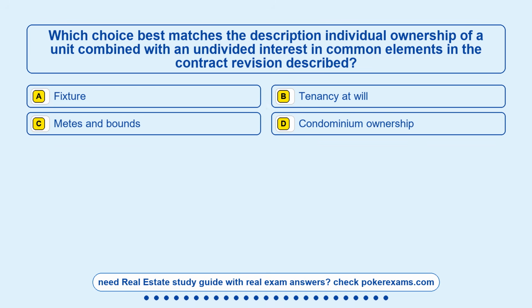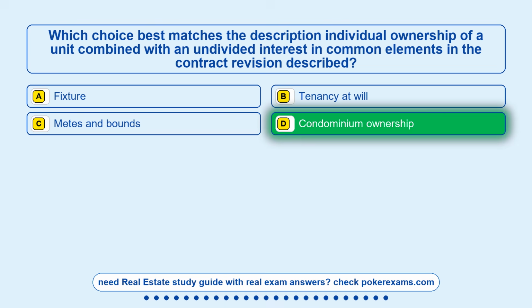Question 3. Which choice best matches the description: individual ownership of a unit combined with an undivided interest in common elements in the contract revision described? Option A, fixture. Option B, tenancy at will. Option C, metes and bounds. Option D, condominium ownership. The correct answer is option D, condominium ownership.